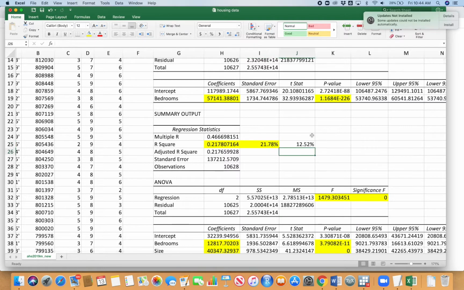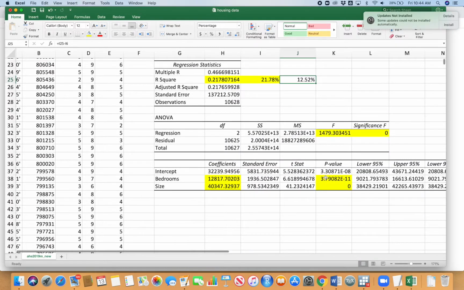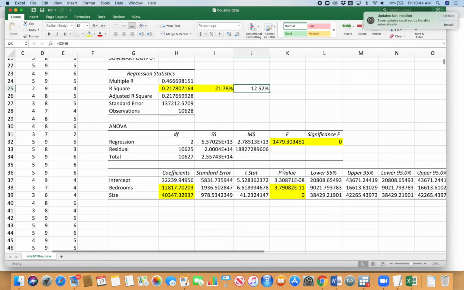So that's a good thing for you to do in your final project because you're going to start with your simple linear regression. And then one thing you need to do to get a passing grade is add at least one more independent variable. So you will have a set of results that look something like this.